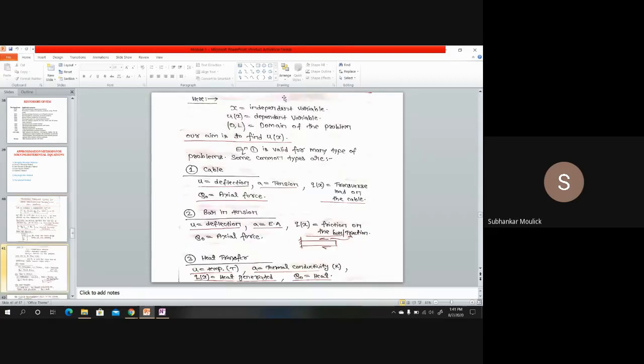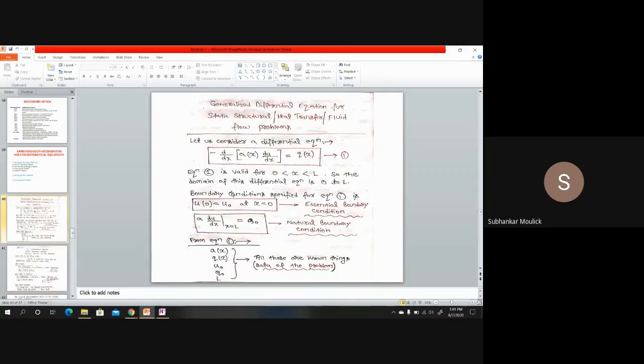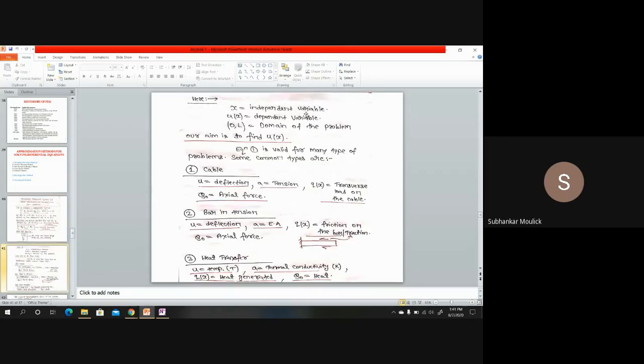Fine. What is this x? This x is nothing but my independent variable. What is u of x? u of x is nothing but my dependent variable, because on the value of x, your u will depend. For example, at x equal to 0.2 meter, what is the value of displacement? u(x). So that's why u(x) is the dependent variable, x is your independent variable.